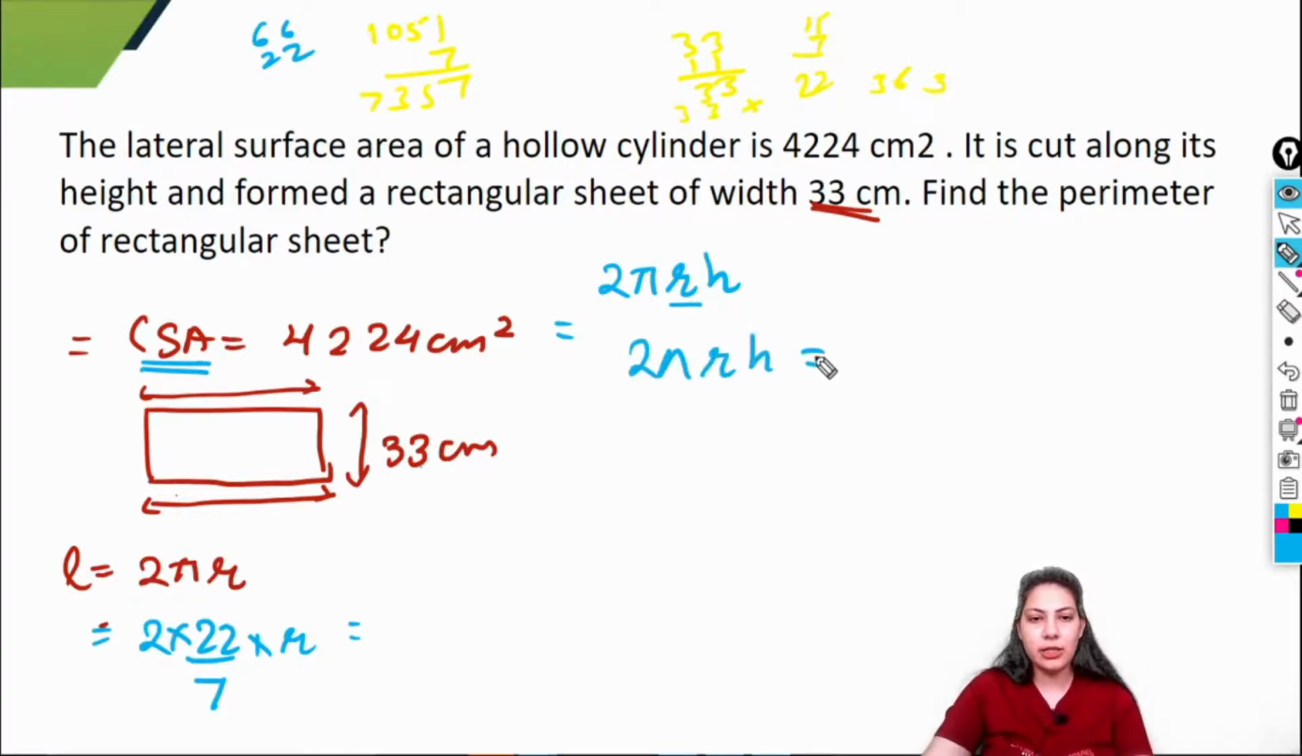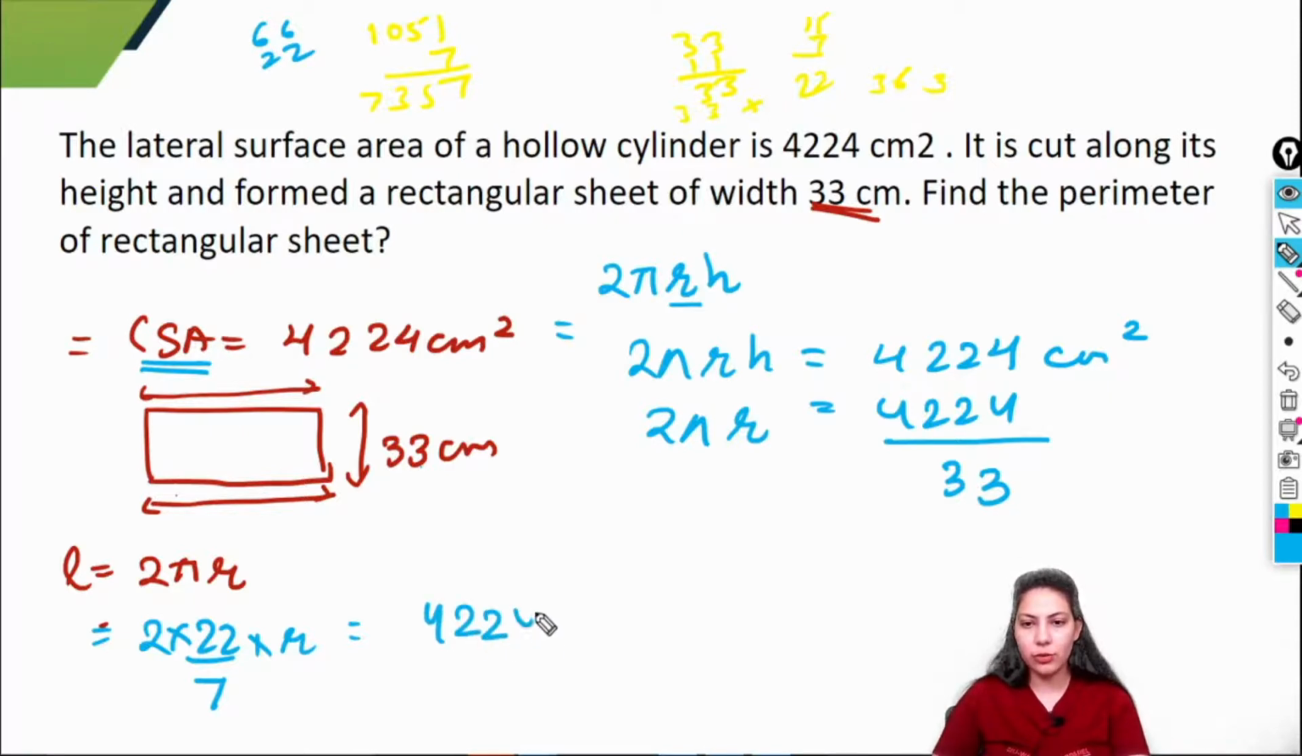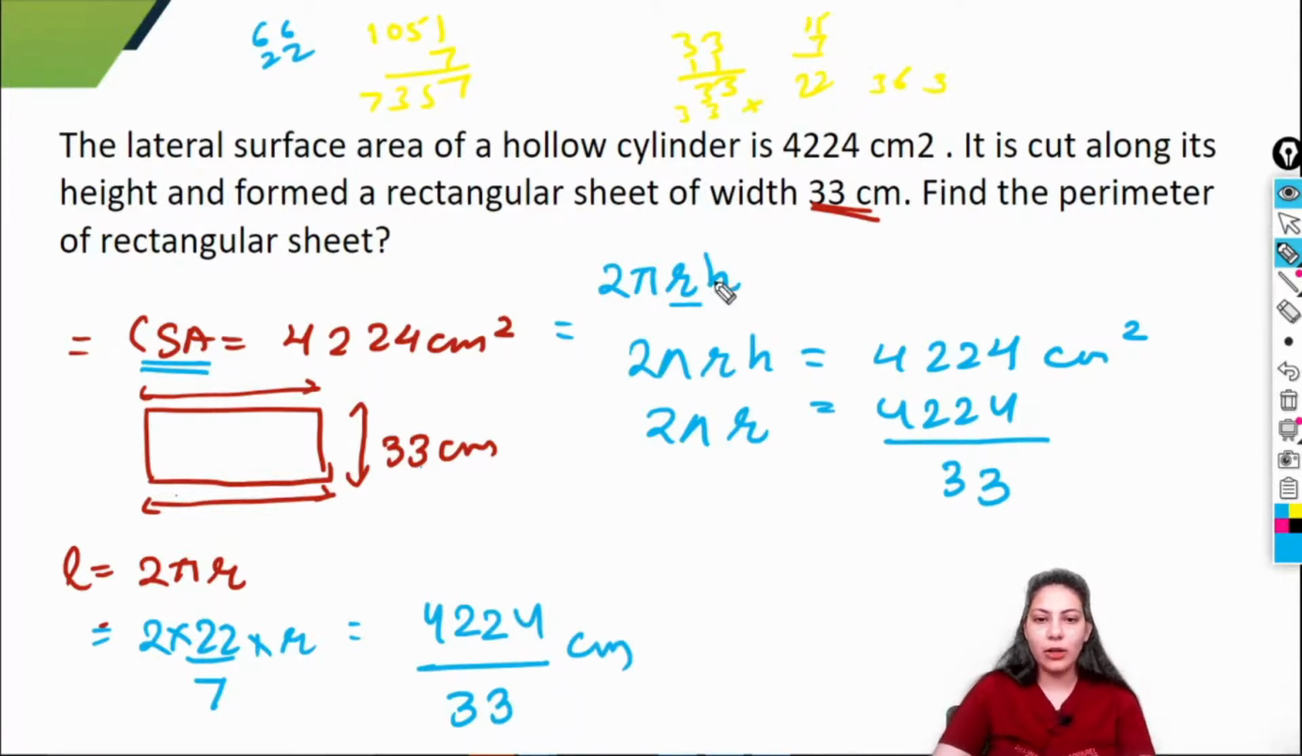2 pi R H is equal to 4224 centimeter square. So 2 pi R is basically 4224 upon 33. So here we are done with the length, that is 4224 upon 33 centimeter, right? Now let's calculate the perimeter of the rectangular sheet.